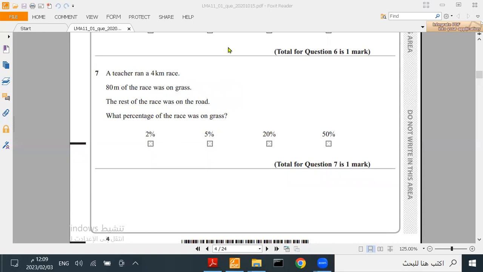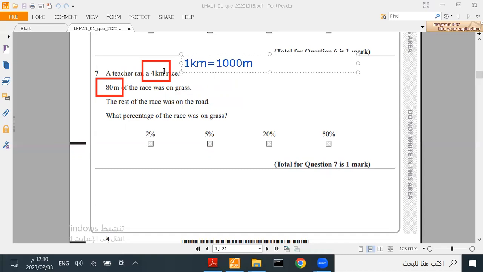The first thing we do when we count things like this: wait, first we make the same units. This is 4 kilometers and this is 80 meters. Kilometers to meters. How many meters in 1 kilometer? 1,000, yes. 1,000 meters. So 4 kilometers equals what? 4,000 meters. That's the first step. We converted the kilometers to meters.